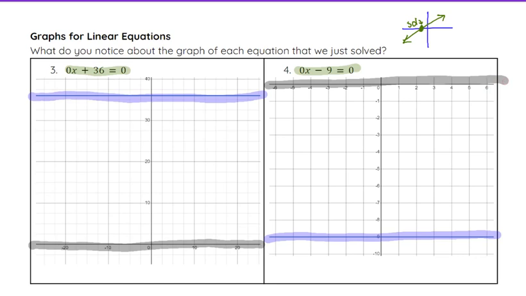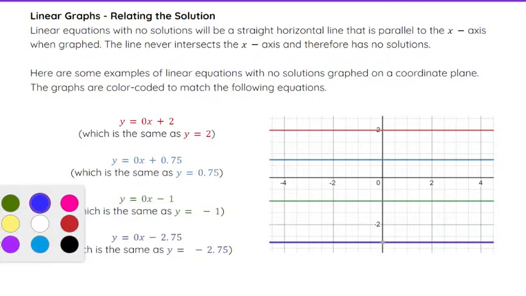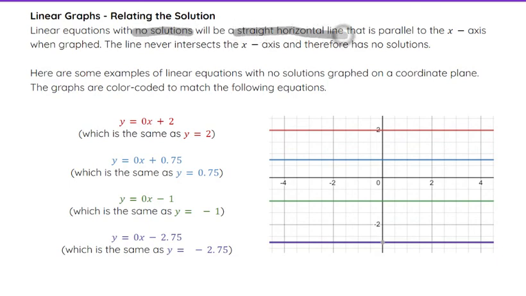Notice that they are parallel in both cases. The blue lines are horizontal, and they are parallel to the x-axis in each case. It is never going to cross the x-axis. So because it never crosses that x-axis, that's how we get no solutions. If I were to look at this graphically, I would also get no solution because that graph does not cross the x-axis. So in summary, linear equations with no solutions will be a straight horizontal line that is parallel to the x-axis when graphed. It never intersects the x-axis, and that's what makes it have no solutions as our answer.